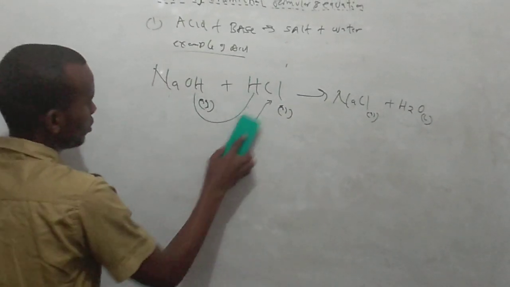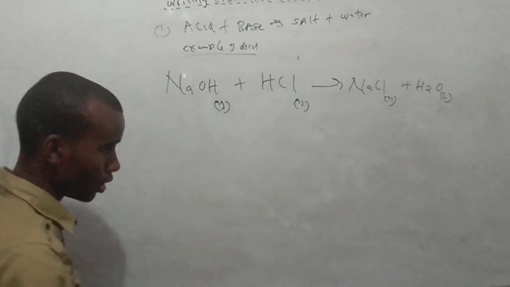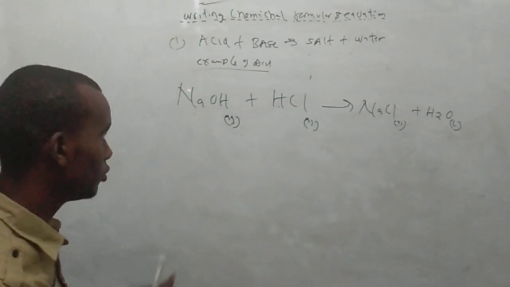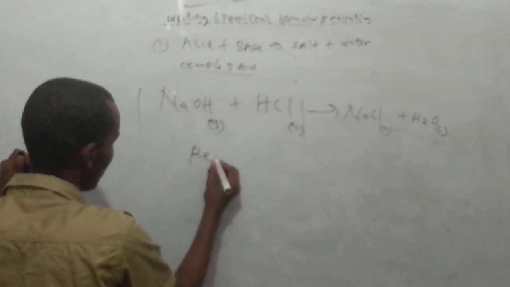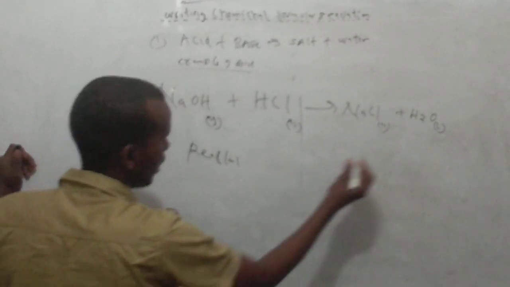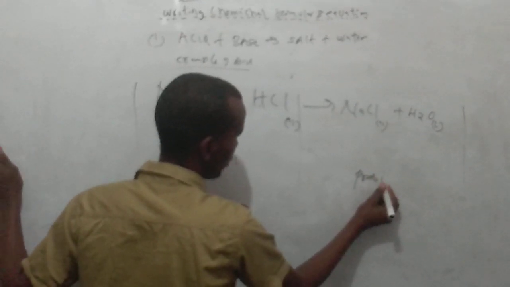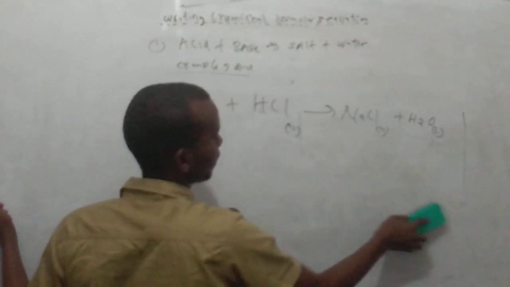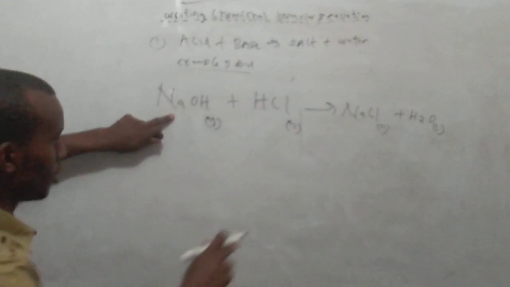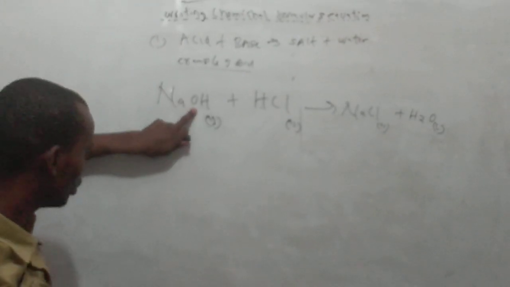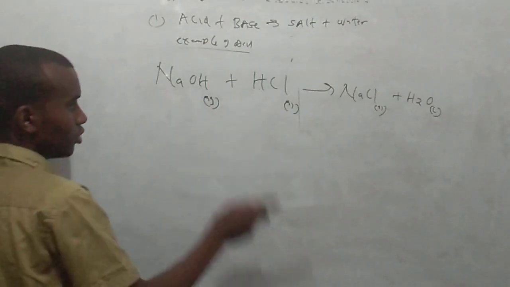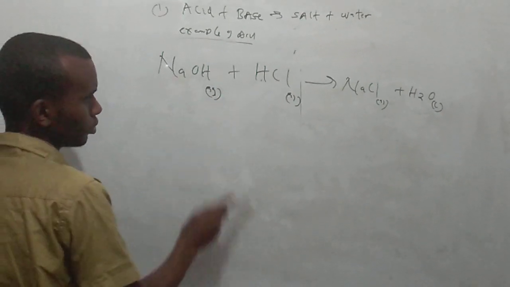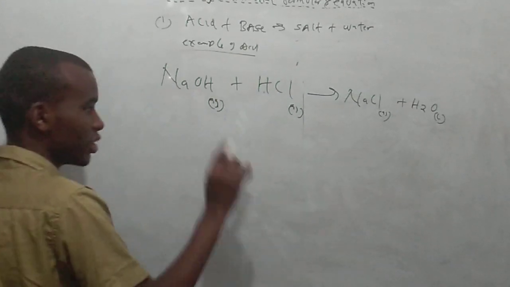An equation must balance. So we confirm if the equation is balanced. Remember, this side is called the reactants and this is the product. Now we compare whether the reactants and the products are equal. Sodium on the reactant side is 1. Sodium on the product side is 1. So sodium is balanced. Oxygen is 1, oxygen is 1, so oxygen is balanced. Hydrogen is 2, hydrogen is 2. Chlorine is 1, chlorine is 1. So the equation is balanced.